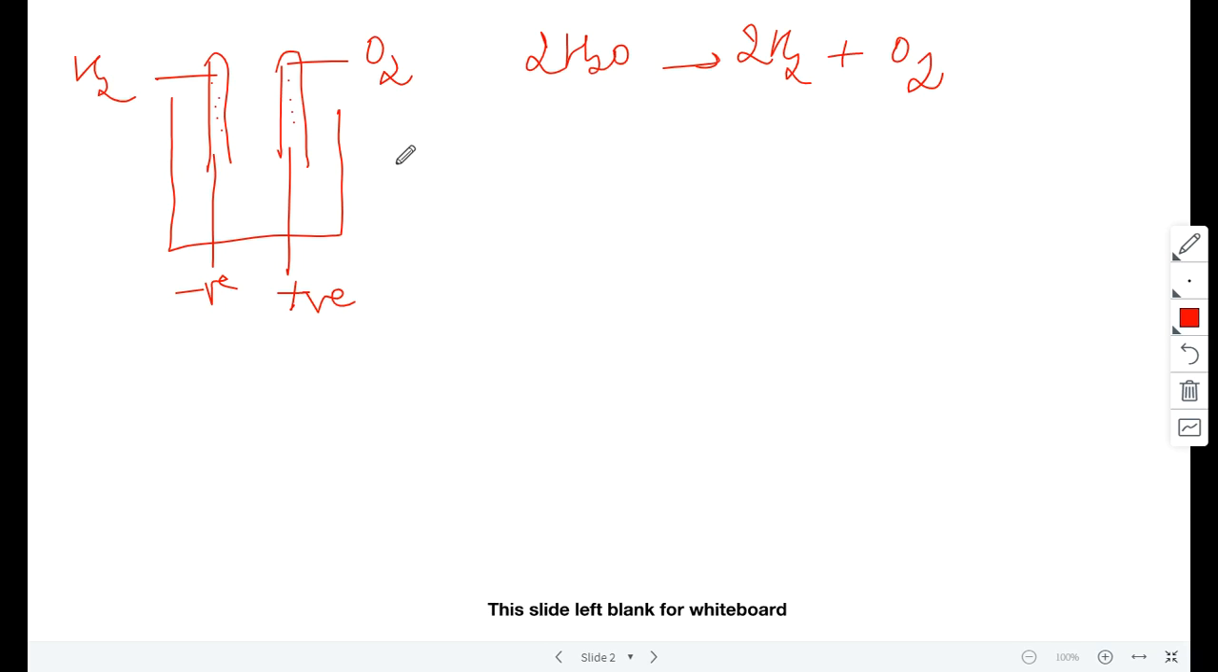The second question I'll ask you: suggest why a small amount of dilute acid is added to water before it is electrolyzed.